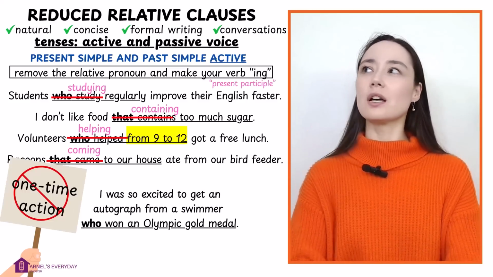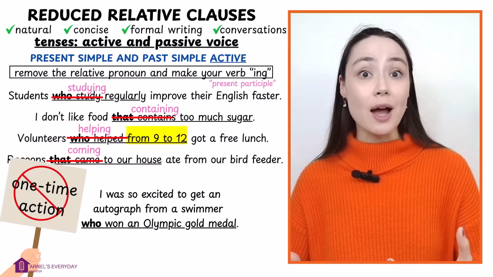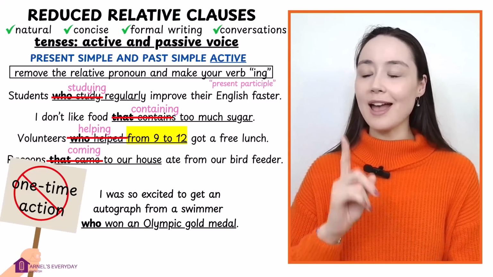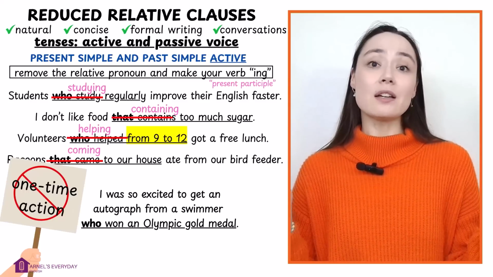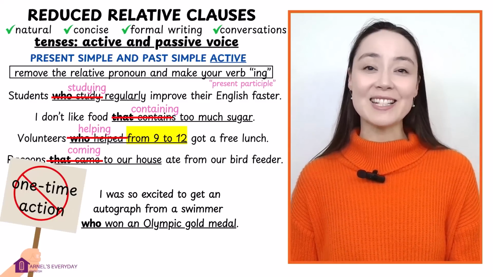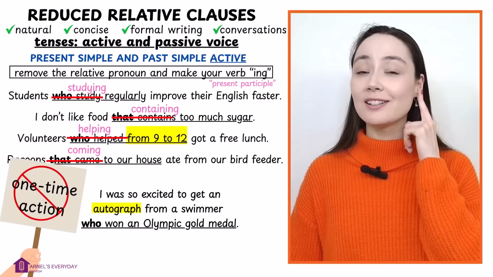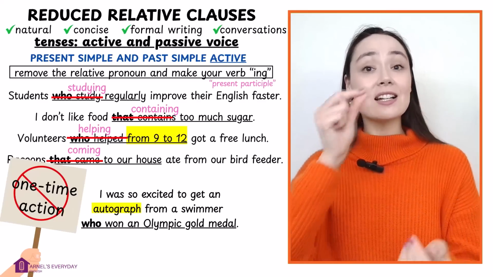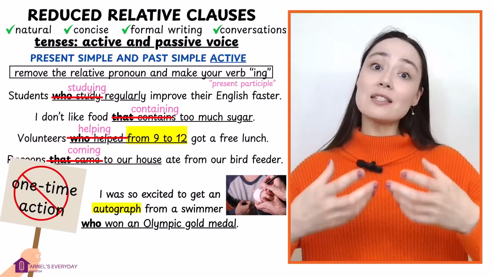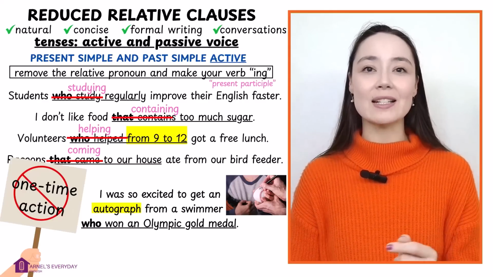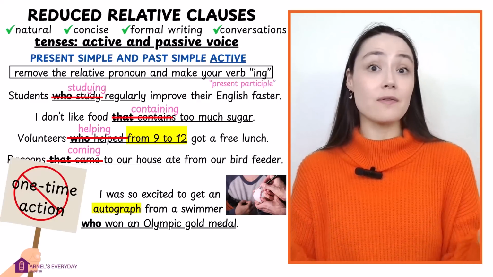One-time action. I was so excited to get an autograph from a swimmer who won an Olympic gold medal. This is done. Completed. He won the medal last month. And an autograph. Autograph is the signature from a famous person. This signature is given to their fans. Have you ever gotten the autograph of someone famous?